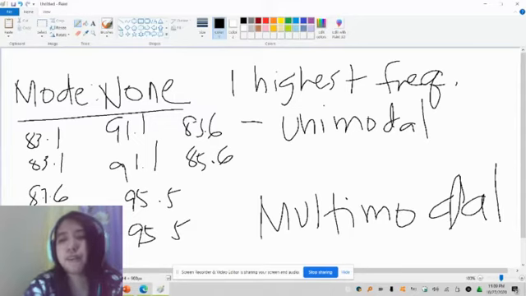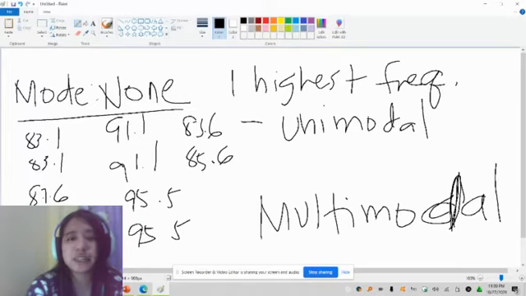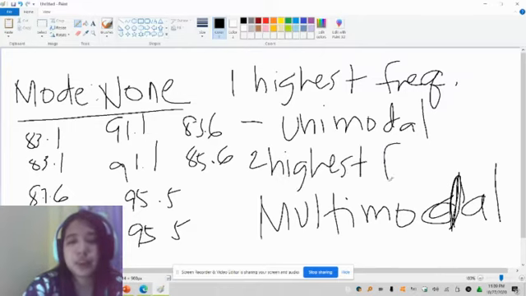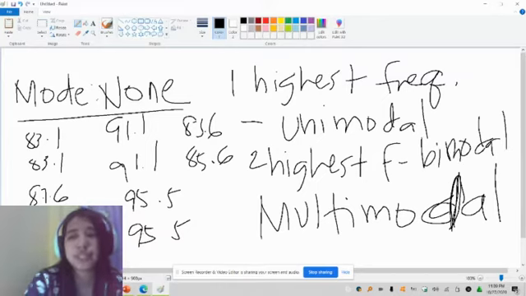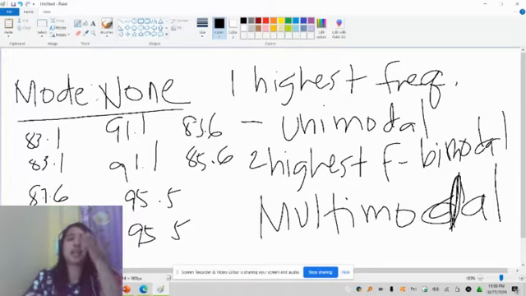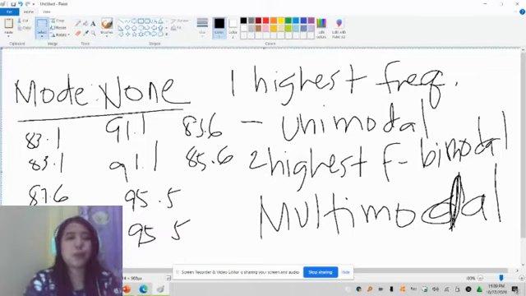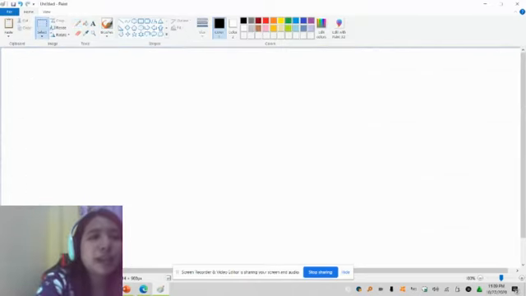So if we have, for example, one highest frequency, we call that unimodal, so one mode. Two highest frequencies, we call bimodal. Three highest frequencies, trimodal. Or in general, you can call it multimodal. So again, in the given example, we actually do not have a mode.